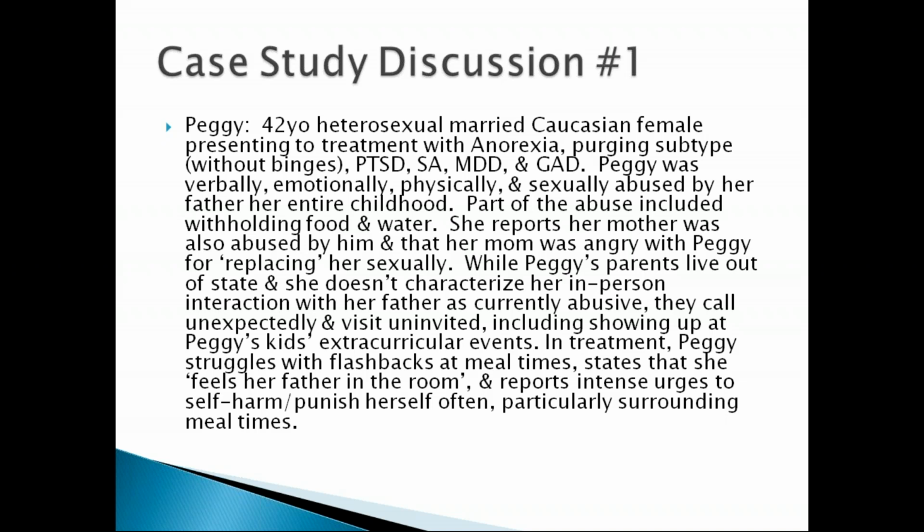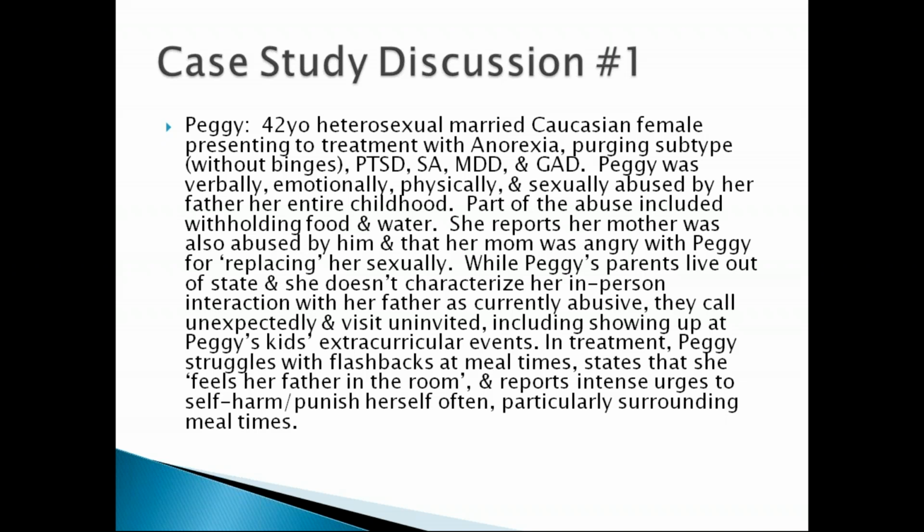So Peggy is a 42-year-old heterosexual agnostic married Caucasian female presenting to treatment with anorexia, purging subtype but without binges, PTSD, substance abuse, specifically alcohol, major depression, and generalized anxiety. Peggy was verbally, emotionally, physically, and sexually abused by her father her entire childhood. Part of the abuse included withholding food and water.